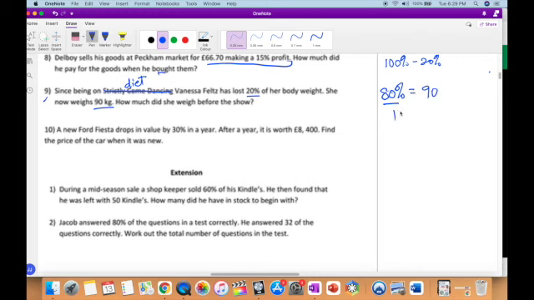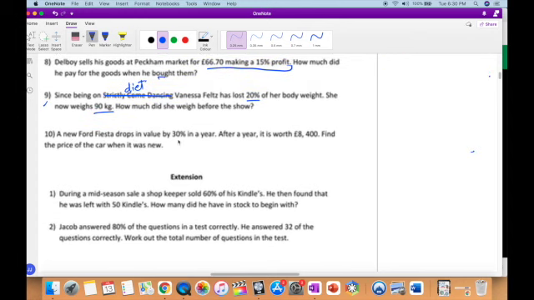And now we could just do the normal thing. 1% is 90 over 80, actually, because the zeros will cancel, right? And then 100% is 9 divided by 8 multiplied by 100, which gives us 112.5 kilograms.